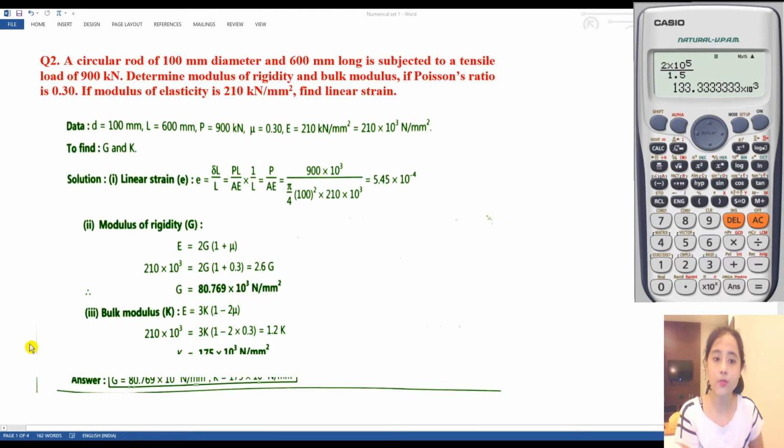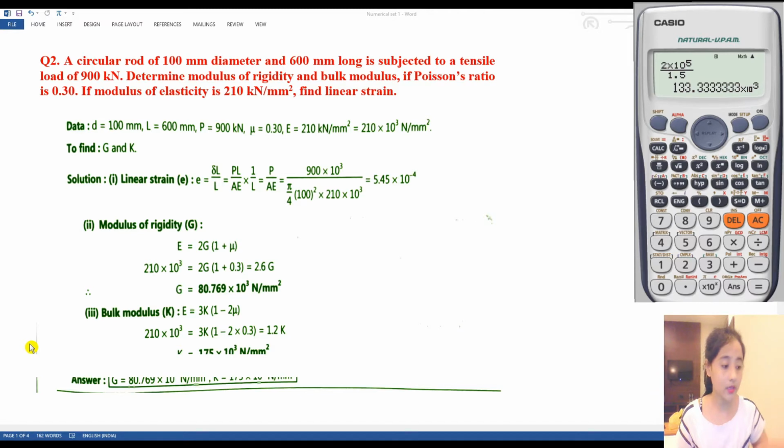Now in the second numerical, let me read its statement. A circular rod of 100 mm diameter and 600 mm long is subjected to a tensile load of 900 kilonewton. Determine modulus of rigidity and bulk modulus if Poisson's ratio is 0.30. If modulus of elasticity is 210 kilonewton per mm square, find linear strain.